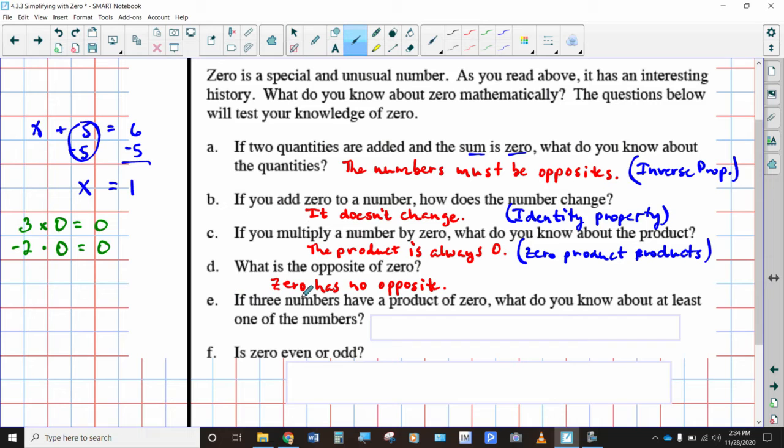And then E, if three numbers have a product of 0, what do you know about at least one of those numbers? So if we took three unknown numbers, x times y times z, and we know that the product of all three of those is 0, that means that x has to be equal to 0, because whatever these two multiply together, they're going to get multiplied times 0 and give you 0 for an answer. Or y is equal to 0, or z is equal to 0, or maybe two of them are equal to 0, and it doesn't matter what the third one is. So this is another example of the zero product property.